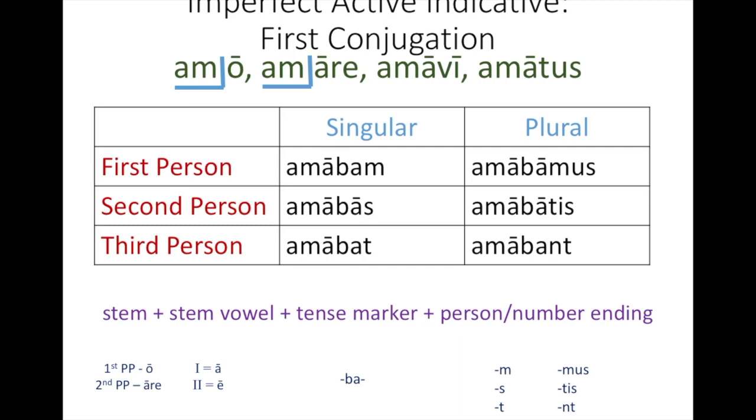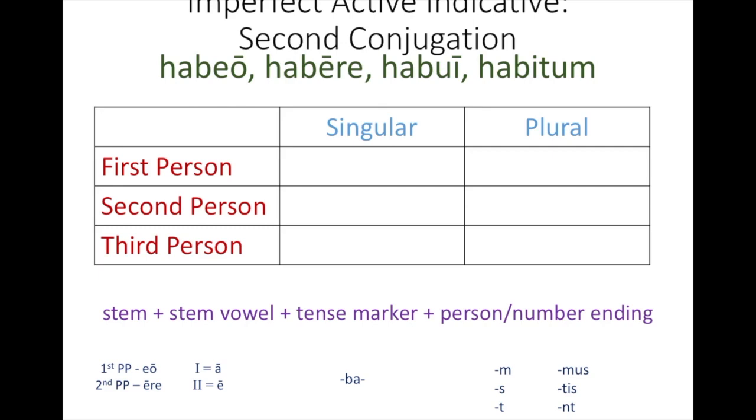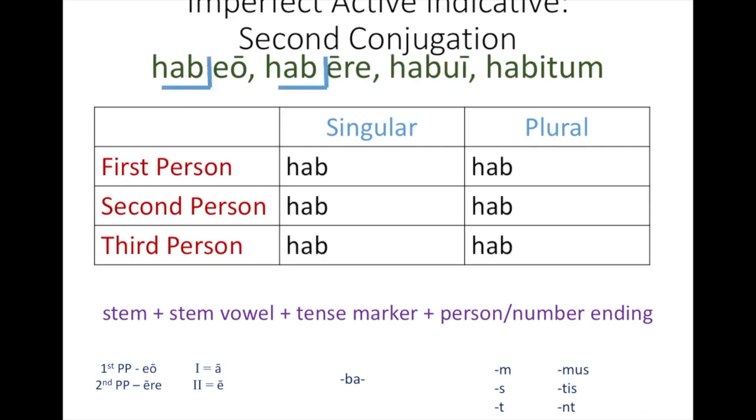Let's look at the second conjugation. You form the imperfect tense verbs of this in very much the same way: the stem, stem vowel, tense marker, and person and number endings. They are the same tense marker and person and number endings for your imperfect, just like you had for the first conjugation. So you get your stem, you remove your EO from your first principal part or the long ERE from your second principal part, so hab.